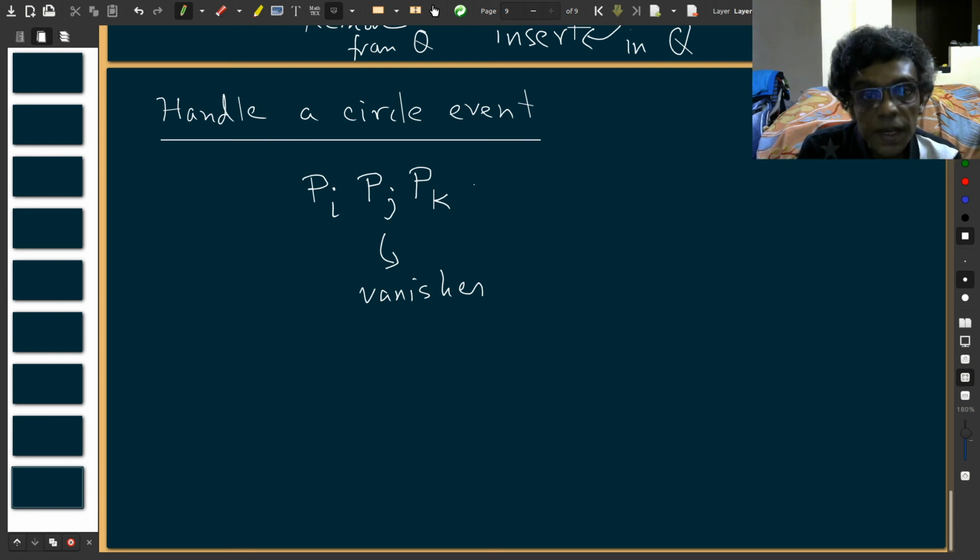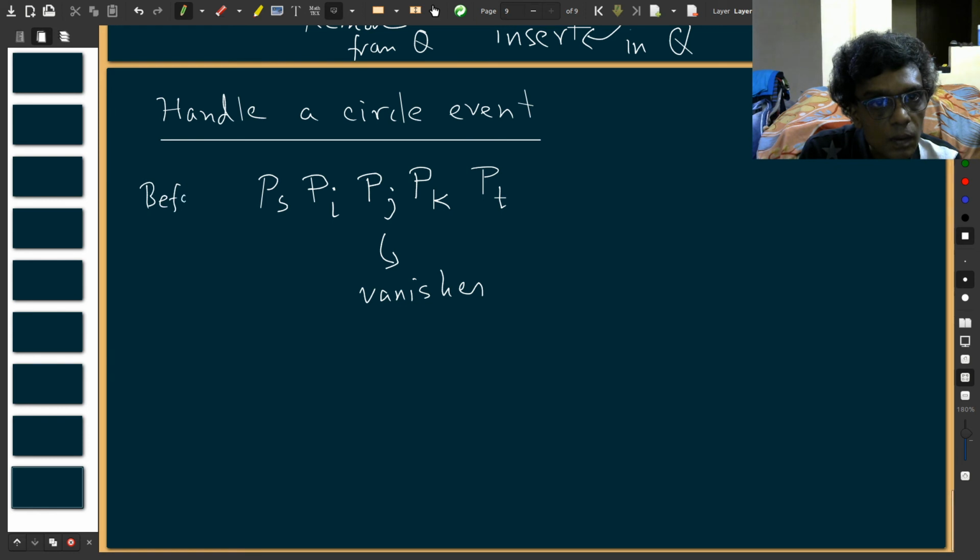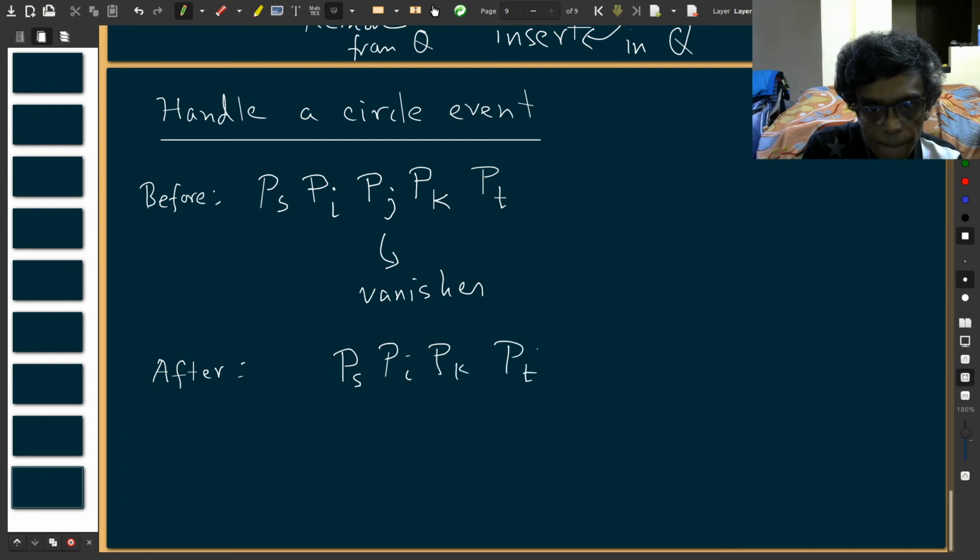Once again I assume that there is a parabolic arc before that, Ps, and something after that. If there is no such thing, you don't have to worry about this. So this is before. Now when a circle event occurs, this simply vanishes from the beach line and the list changes to Ps, Pi, Pk, Pt.